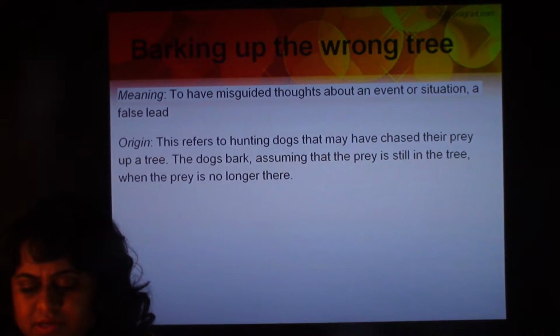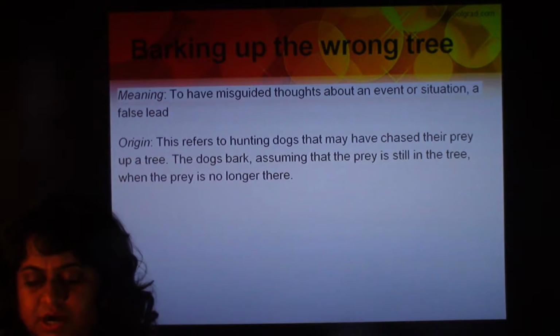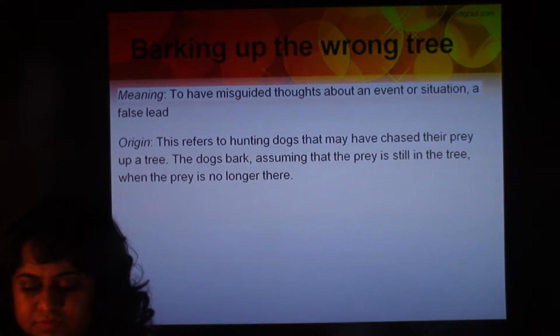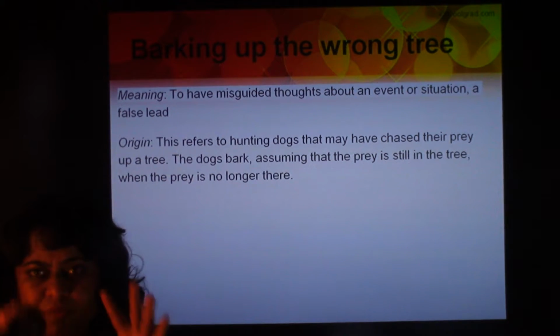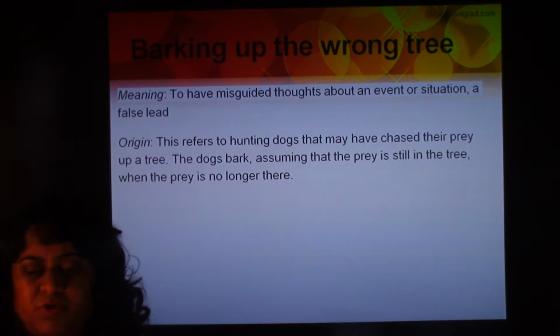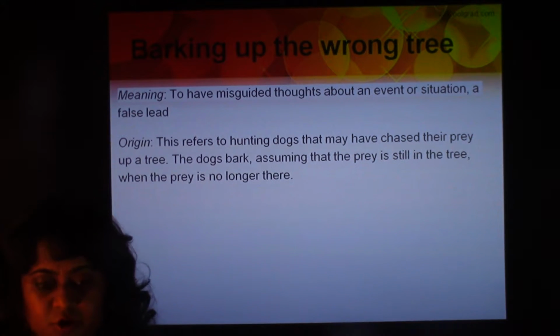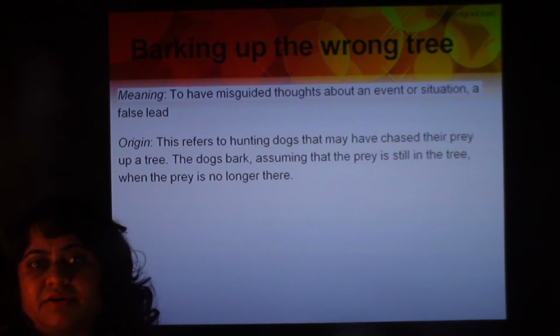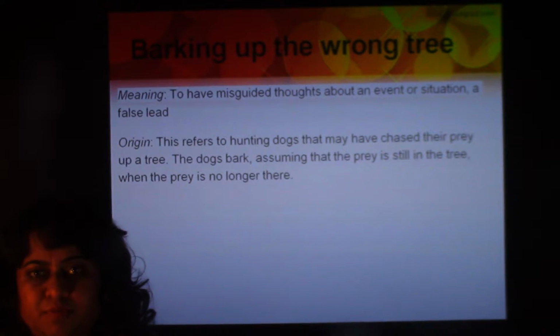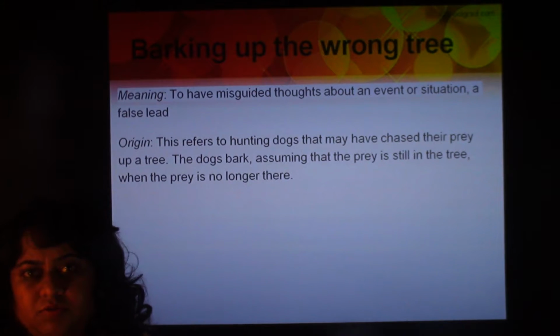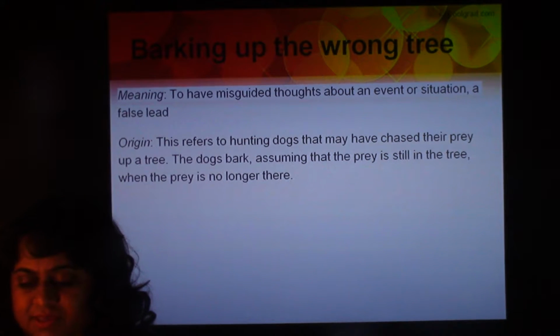You're getting distracted. So the origin is, this refers to hunting dogs that may have chased their prey up a tree. So the dogs bark, assuming that the prey is still in the tree when the prey is no longer there. Sometimes they chase their prey up the tree, and the prey jumps somewhere else, and the prey is gone. And the dog continues to think the prey is still there, and it just keeps barking. So it's like barking up the wrong tree. That's probably the origin of the phrase.